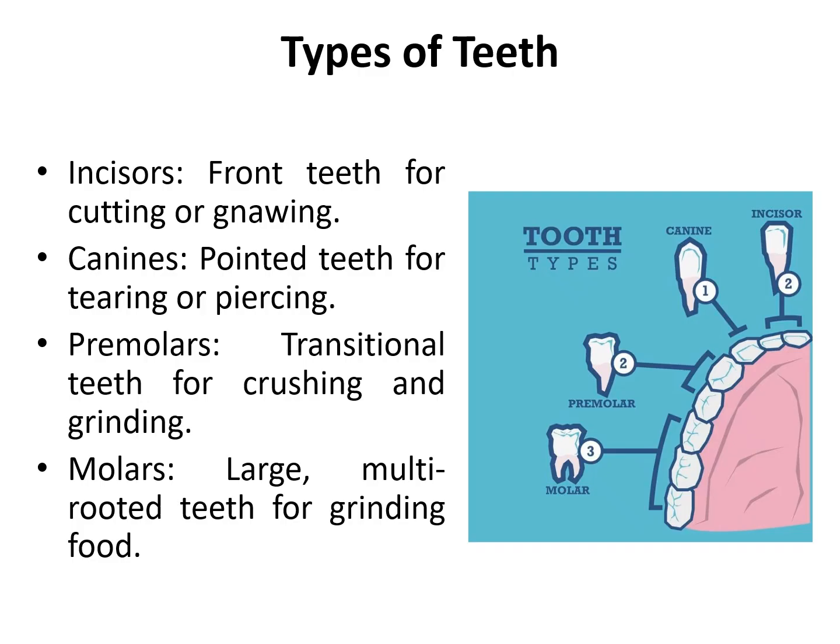Incisors may be totally absent in sloth or absent on the upper jaw in sheep and ox. In rodents and lagomorphs, the incisors are chisel-shaped, open-rooted, and continue to grow throughout life.